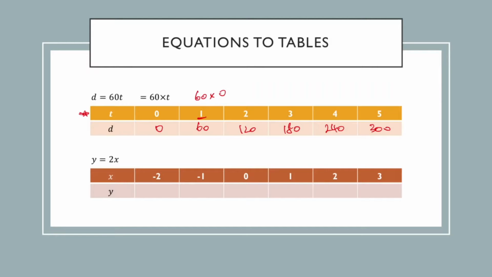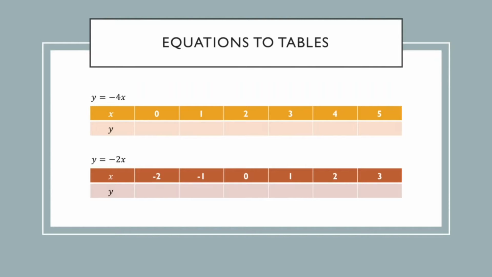Y equals 2x. Now we've changed distance and time to y and x. Y equals 2 times negative 2, which becomes negative 4. 2 times negative 1, negative 2, then 0, 0, and so on.